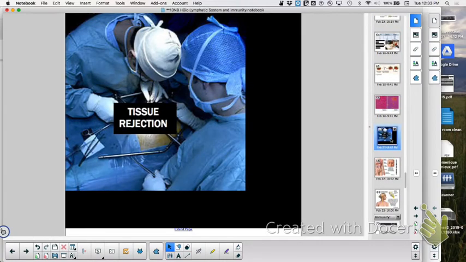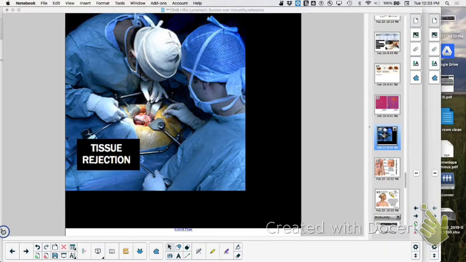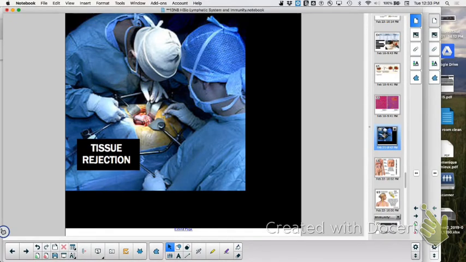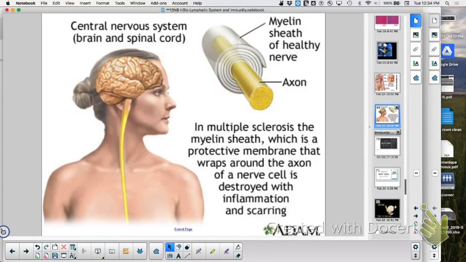You have to be careful of tissue rejection. When you get tissues from somebody else, they're not your own tissues, you will want to attack and destroy them. And then there are those things where you attack and destroy your own body cells. And you have a disease like lupus or MS, where you're attacking your own tissues and causing them to fail as a result. Here's MS. Okay, and that is it.